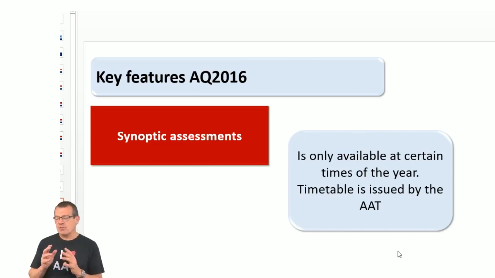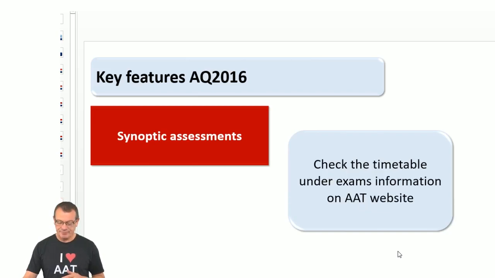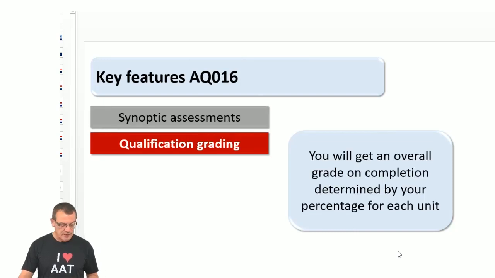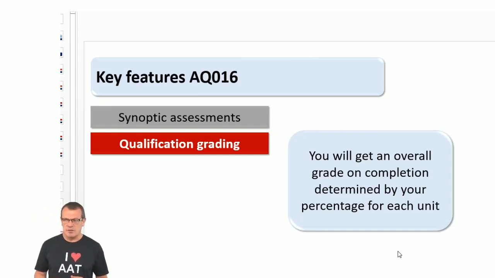Okay, now it's so important that you plan this, right? Bearing in mind, everything at level 4 is human marked as well. Now that means the turnaround and your results are always slightly delayed. So you check the timetable on the AAT website. You get an overall completion. You get an overall grade on completion. I just want to go back to the timing and the marking of these units actually.